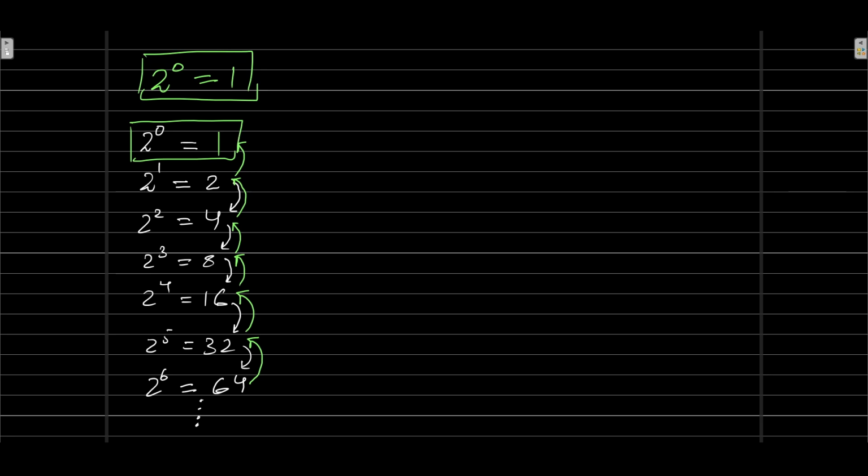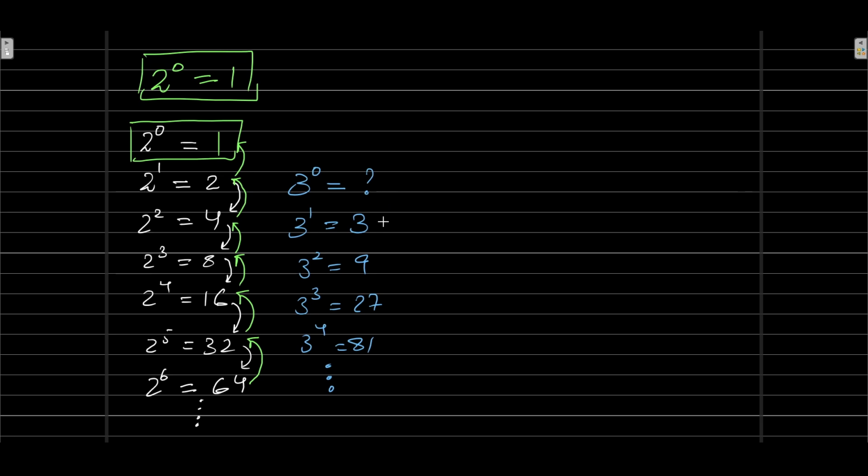Likewise, it will also be followed for any number, for instance 3 having a power of 0. We are unaware of the result right now. So 3 having a power of 1 is 3. 3 having a power of 2 is 9. 3 having a power of 3 is 27. 3 having a power of 4 is 81, and this goes on.